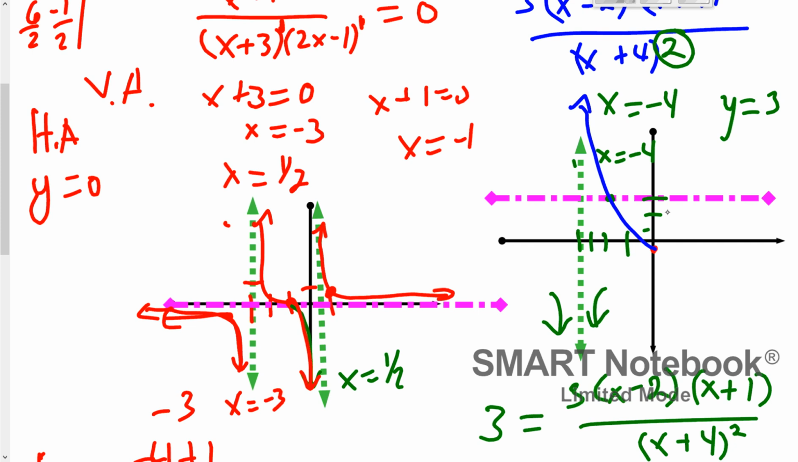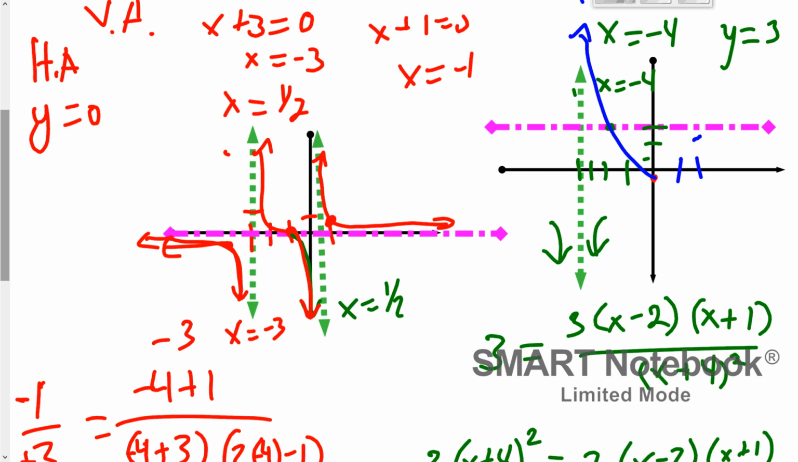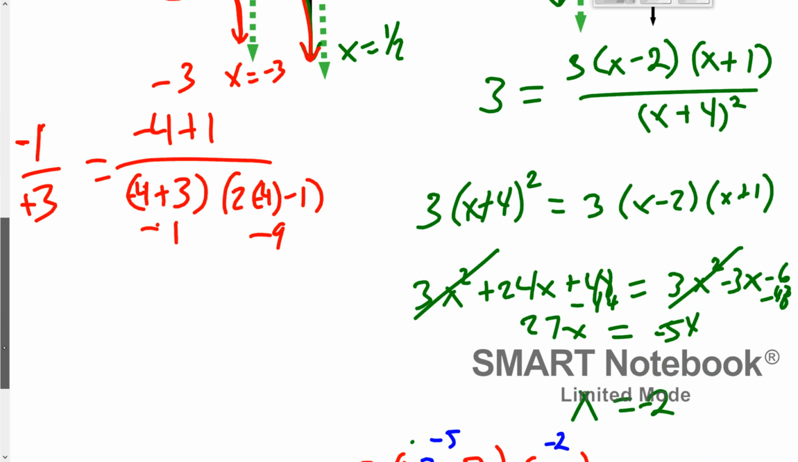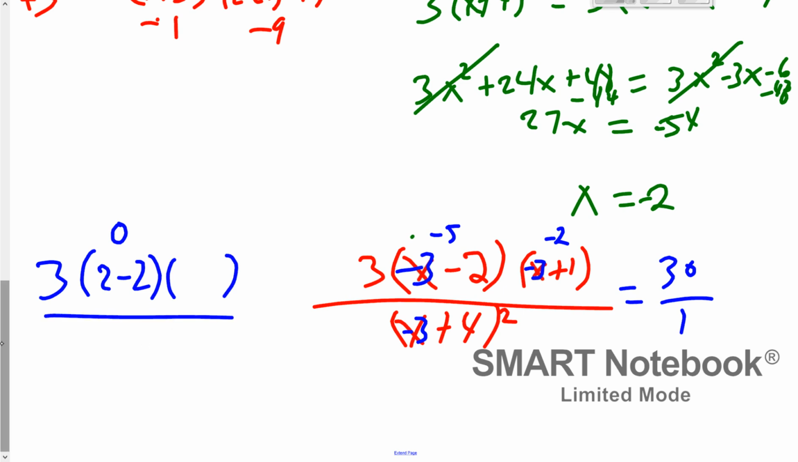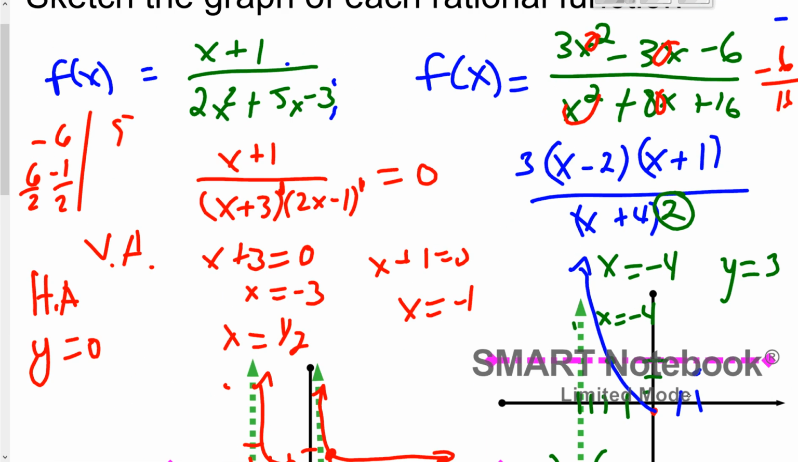Okay, but I got to come back and approach the line. I always approach the asymptotes, so I can't come down and continue on right here. And you can see that if I plugged in, say, a positive 2, I'm probably going to be somewhere up here closer to y equals 3. If I do that, I get 3 times 2 minus 2, which is 0. So that makes this whole thing 0. It doesn't even matter what the top or the bottom is. I get 0.